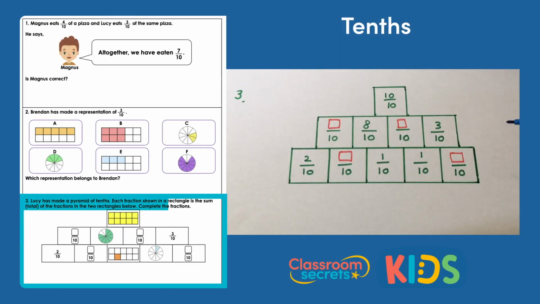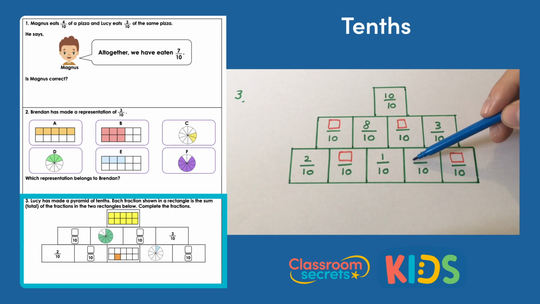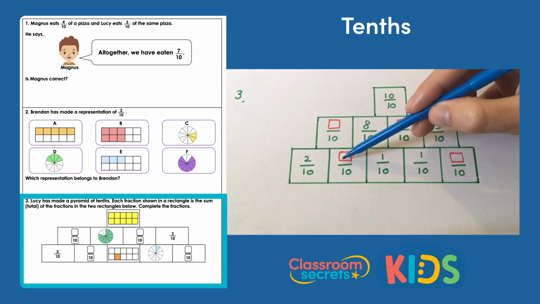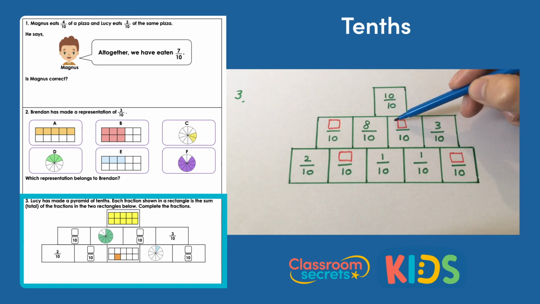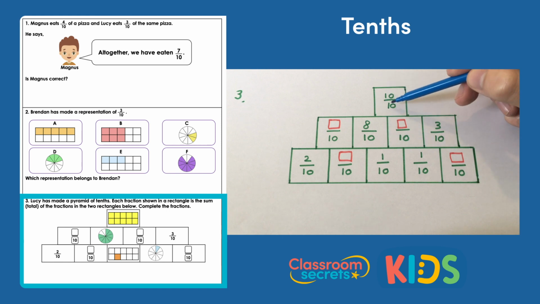Number 3 requires a bit more thinking about. Lucy's made a pyramid of 10, so you can see each fraction has a denominator of 10, that's the bottom number, and each fraction shown in a rectangle is the sum of the fractions in the 2 rectangles below. So what that means is these 2 fractions add up to make this fraction. These 2 fractions add up to make this fraction. These 2 fractions add up to make this fraction. So the 2 rectangles underneath one other rectangle add up to make that rectangle. So for instance, the very top one, and this one add up to make the top one.